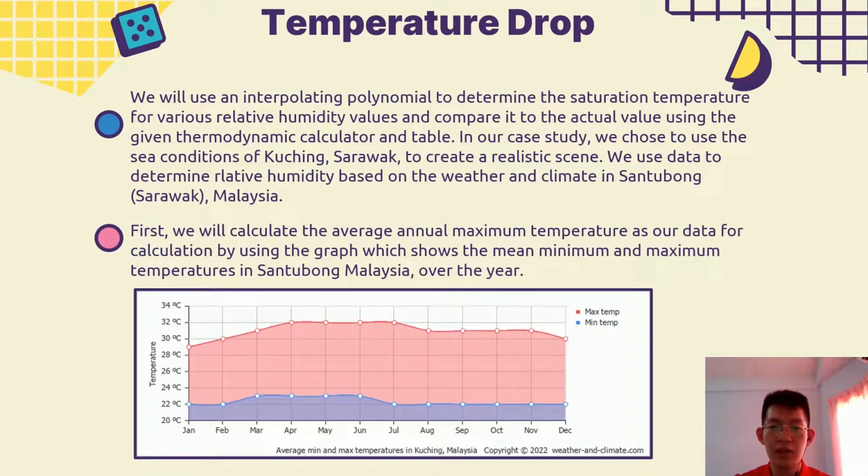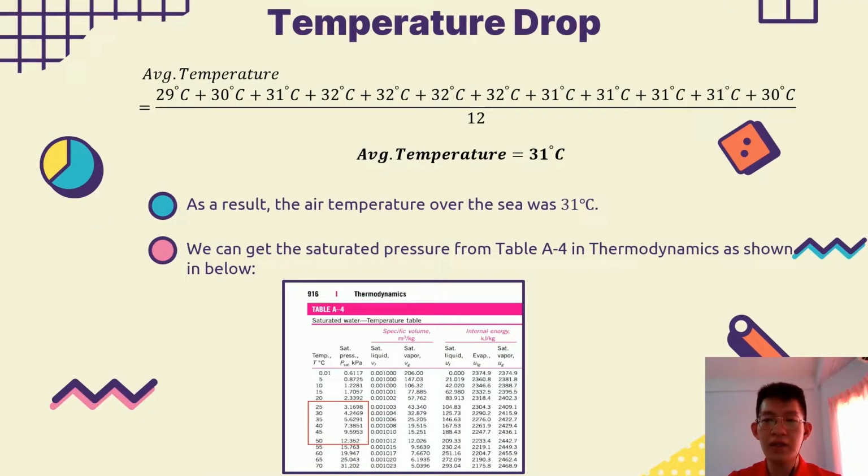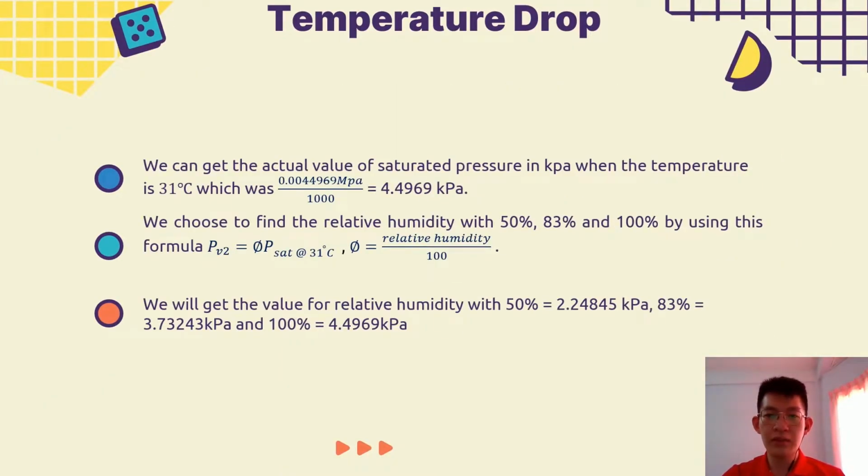First, we will calculate the average annual maximum temperature as our data for calculation by using the graph that shows the mean, minimum, and maximum temperature in Santubong, Malaysia over the year. After the calculation, we know that the average temperature is 31 degrees Celsius. We can get the saturated pressure from table A4 in the thermodynamic tables as shown below. The actual value of saturated pressure when the temperature is 31 degrees Celsius is 4.4969 kilopascal. We choose to find the relative humidity at 50%, 83%, and 100% by using the formula.